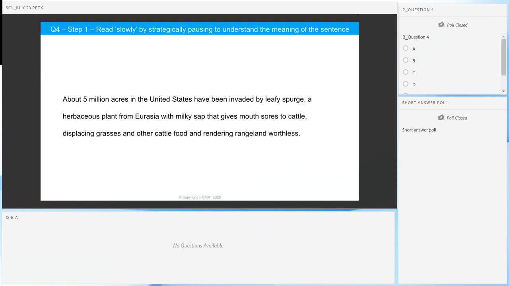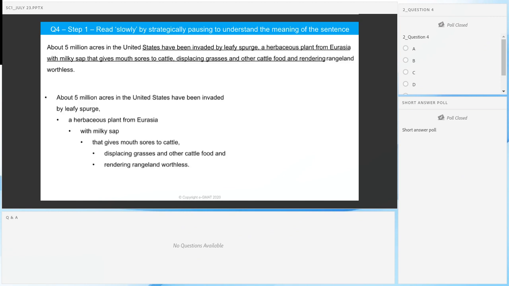Youth sentence to begin with. I think probably the longest sentence in the session, most definitely. And this is one of the longest sentences in our OG books also. Really, really long. Okay. So it's absolutely imperative to break this sentence down. We are doing what we call here at e-GMAT the strategic pausing, where we break the sentence into smaller chunks. And this is how we are going to read the sentence.